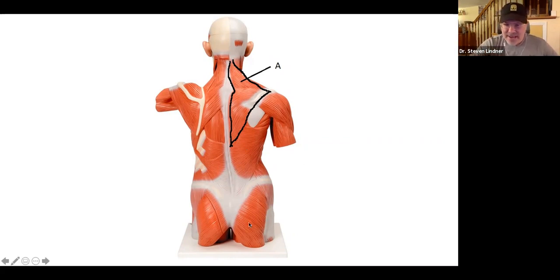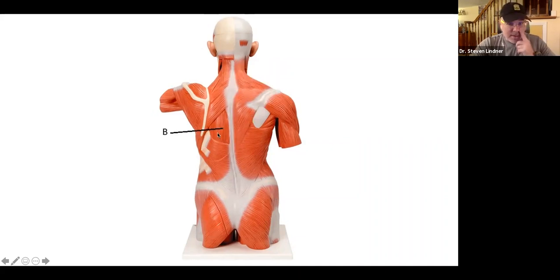Back here is the gluteus maximus. We'll do that when we do the lower extremity, the glutes, the gluteus maximus. Here's the gluteus medius. So here, what I labeled B, that's your erector spinae muscle group, the erector spinae.